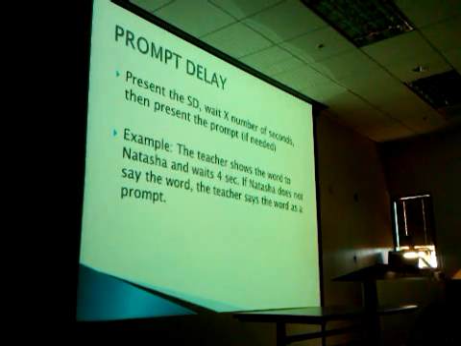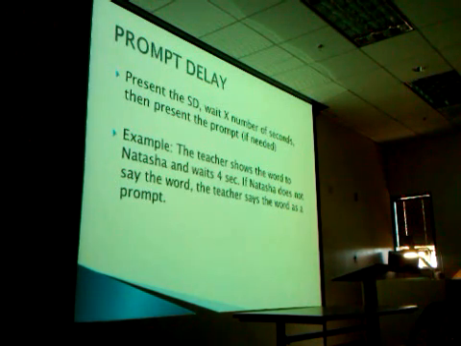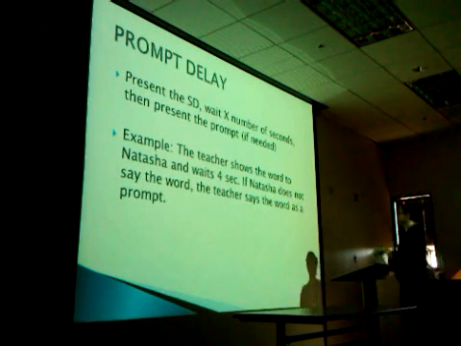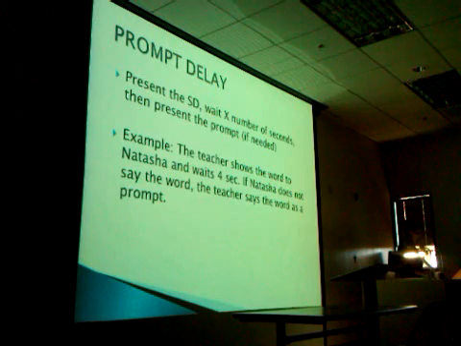Because you have to think, right? When you read, do you see a word and then delay. That's another way to state our prompt.